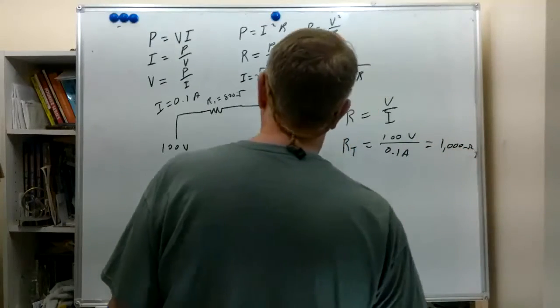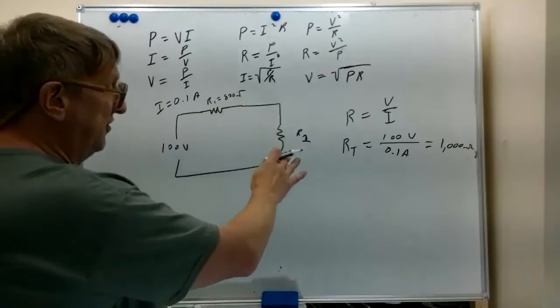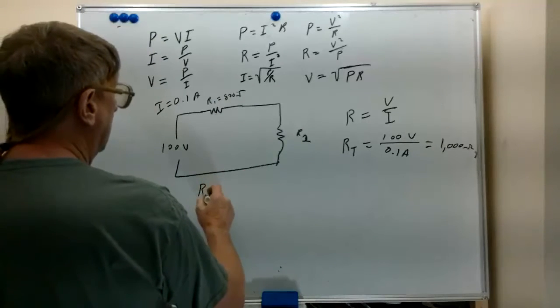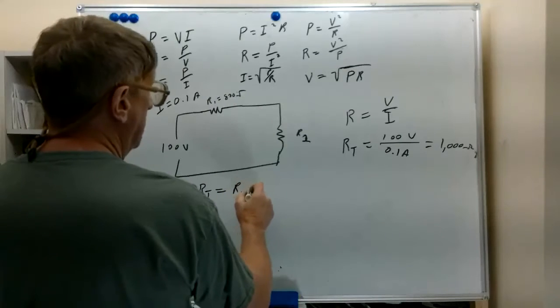Now, as we talked about before, resistances in series add, so our RT, the total resistance we need, is going to be equal to R1 plus R2.